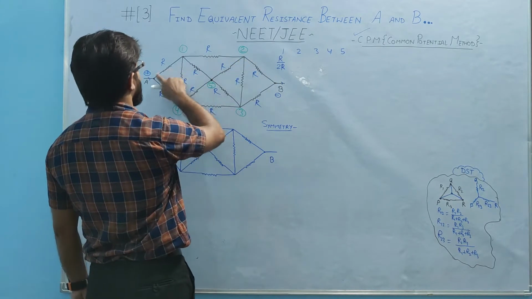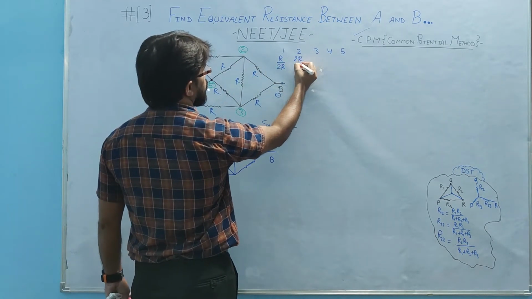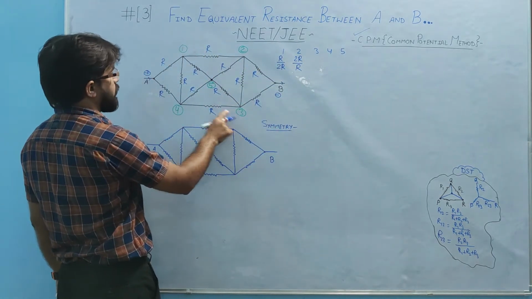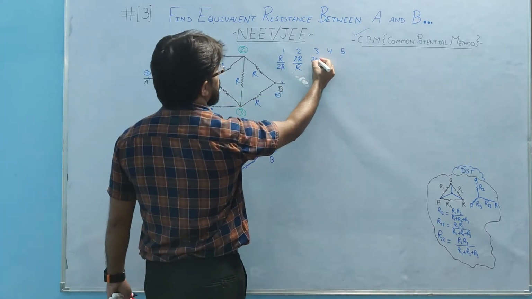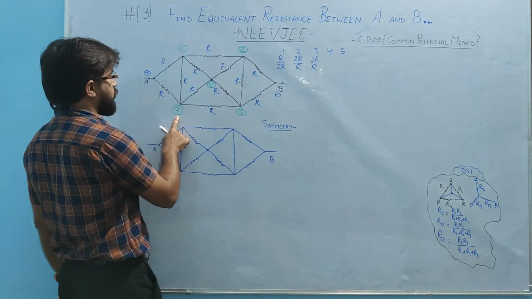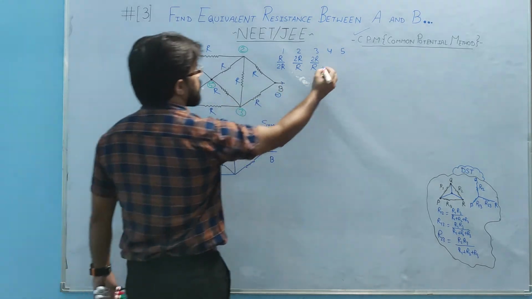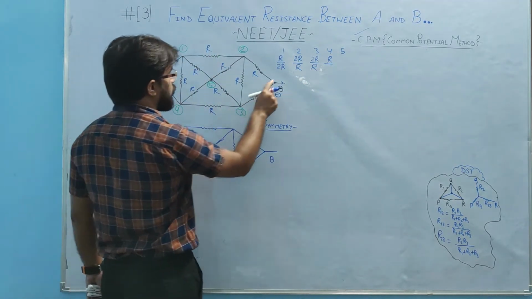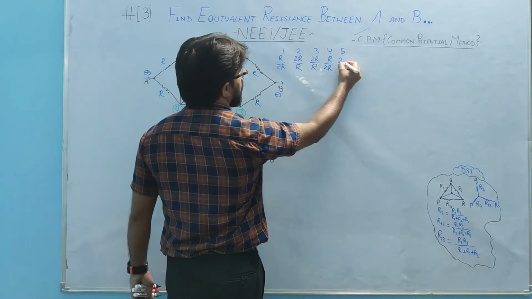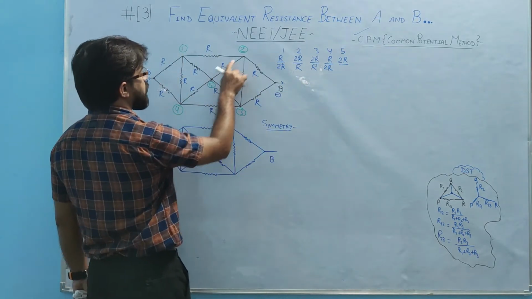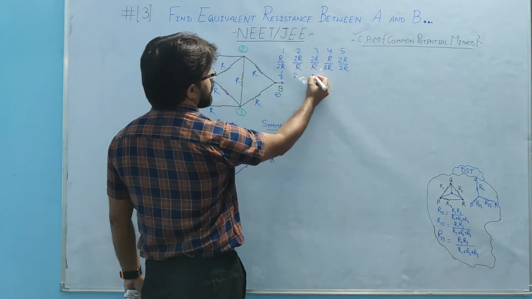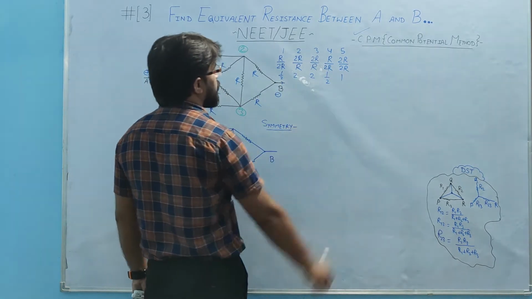Where is point 2? This is point 2. From 1 to 2, there are 2 resistors, then 2 to B, only one resistor. Point 3 is here: 2 resistors from 1, and 3 to B, only one resistor. Point 4: 4 to A, one resistor, and 4 to B, 2 resistors. For 5, there are 2 resistors towards A and 2 resistors towards B. So this is 1 by 2, 2, 2, 1 by 2, 1.